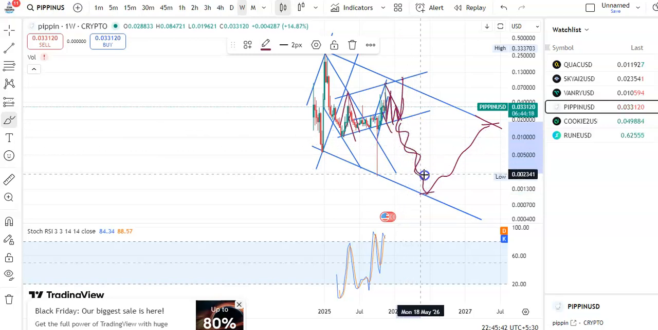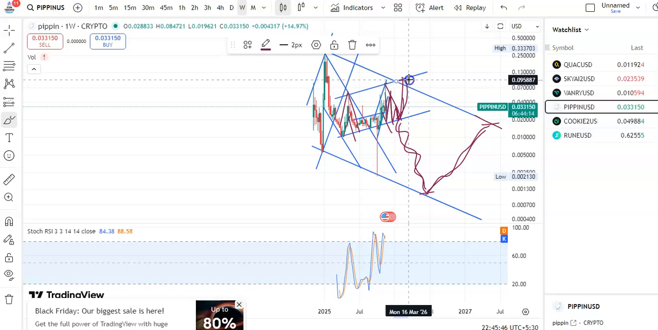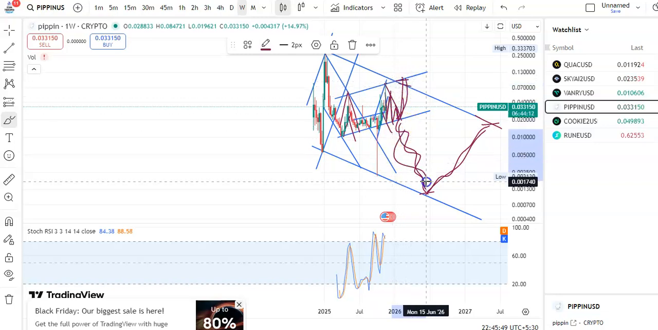So continuously the fall may happen. After the breakout it may go up. Either if the breakout happens it may go up to this resistance level, or else it may fall continuously in this downtrend channel pattern.